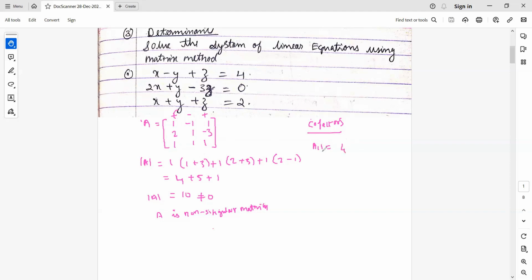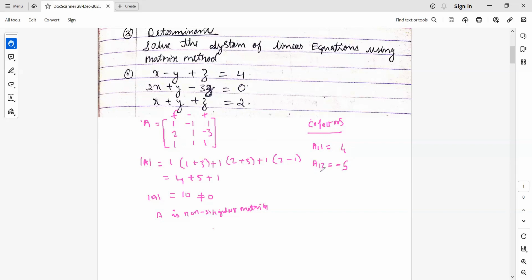Based on the sum of the indicated terms, see here it is 1 and 1. So 1 plus 1 is 2. If the sum is even, you need to keep the term as it is, no need of changing the sign. Now when we consider the second term A12, again we multiply 2 into 1, which is 2, and 1 into minus 3, minus of minus 3 is plus 3, so it will be 5. But for A12, 1 plus 2 is an odd number, so you need to change the sign, that is, multiply it with a negative sign.